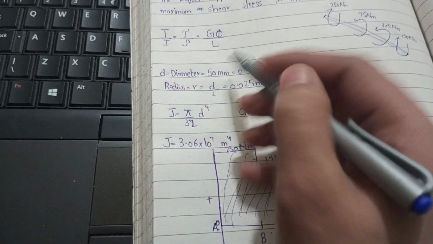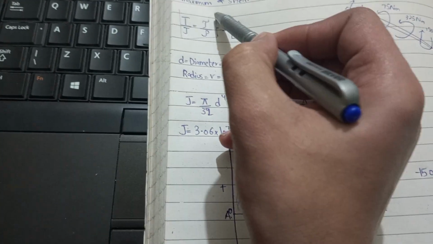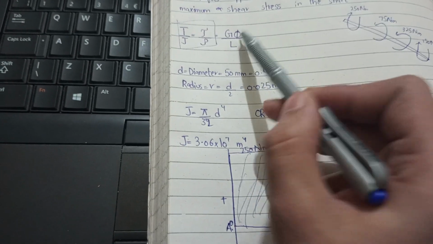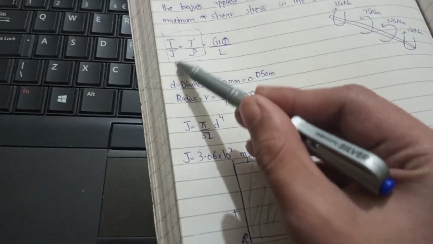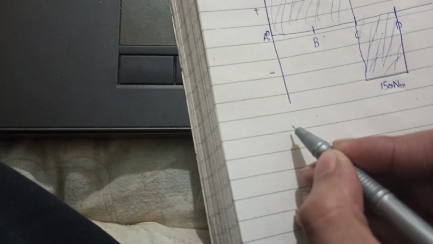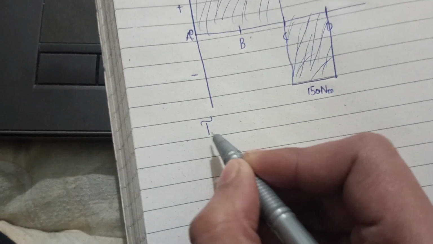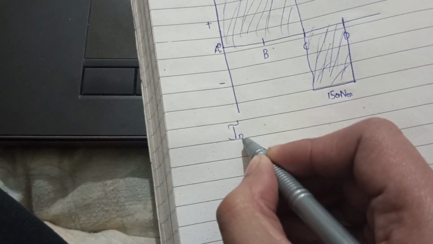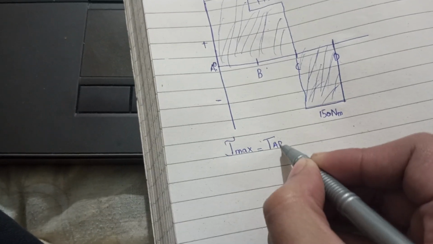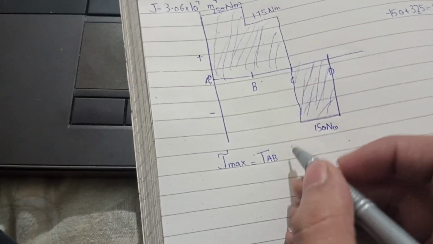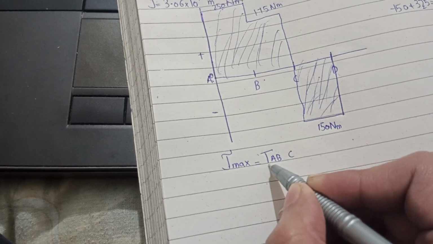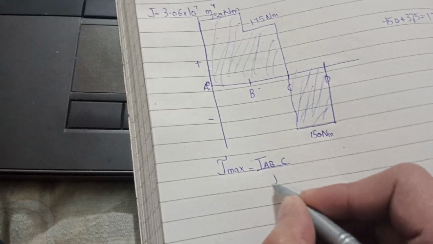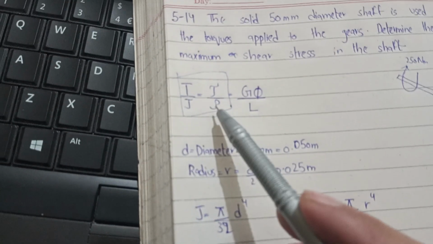According to the formula, we choose this one because it is not asked in the question to find the angle of twist, nor is the angle of twist given. So we use this formula to find tau max. Here we write the formula: tau max is equal to the maximum torque, which is between points A and B, times the radius c, divided by J.